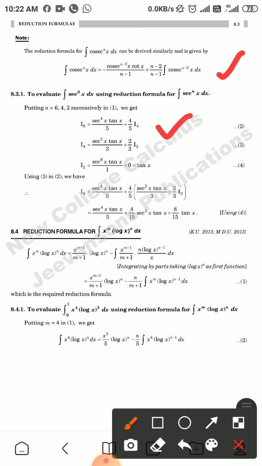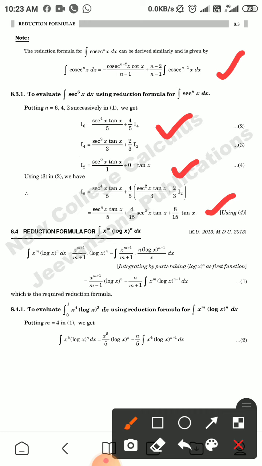This becomes equal to secant raised to power 2 x tangent x divided by 3 plus 2 by 3 I2, and I2 is evaluated: this becomes equal to secant raised to power 0 x tangent x divided by 1 plus 0, which becomes equal to tangent x, marking this as number 4. Using 3 in 2 and 4 in 2 also, this becomes I6. I6 after simplification becomes secant raised to power 4 x tangent x divided by 5 plus 4 by 15 secant square x tangent x plus 8 by 15 tangent x.